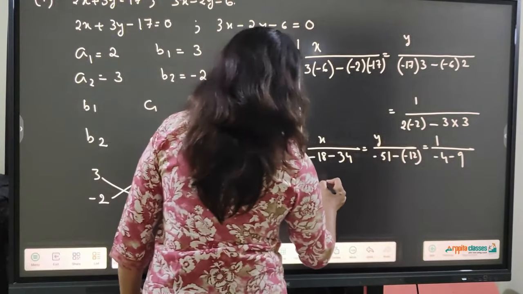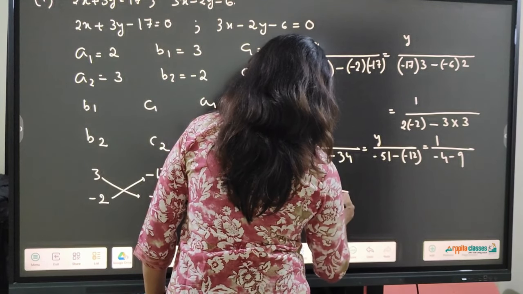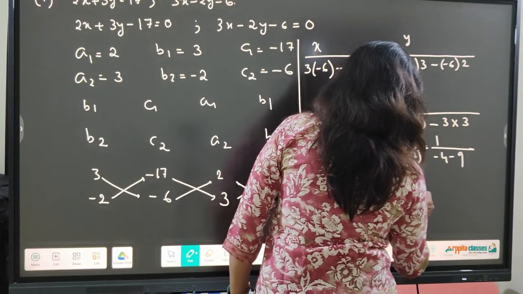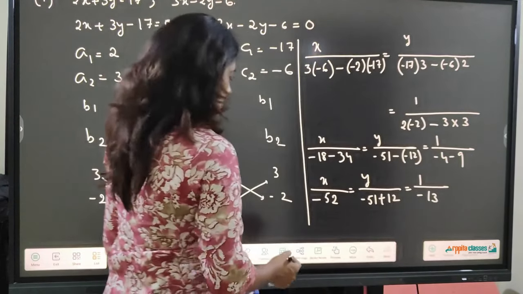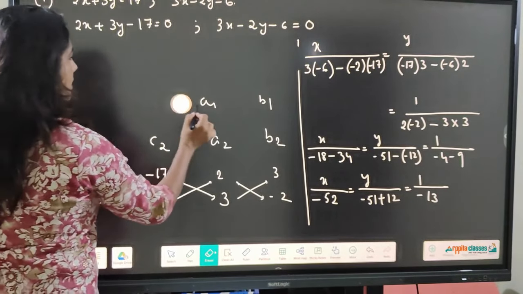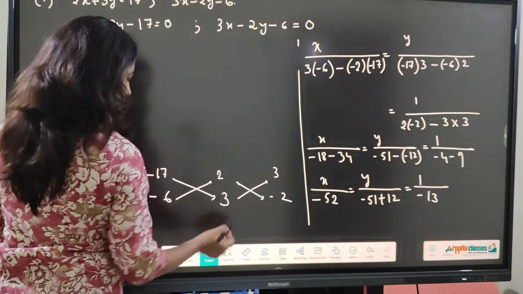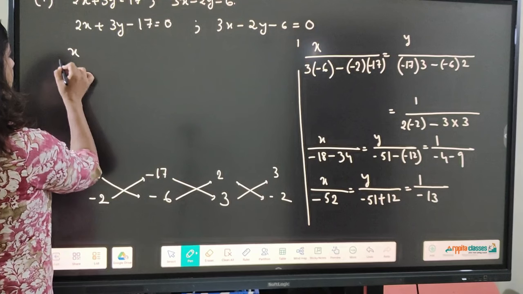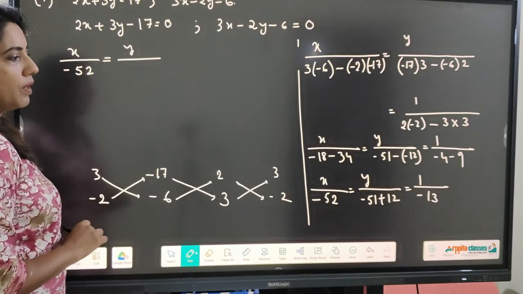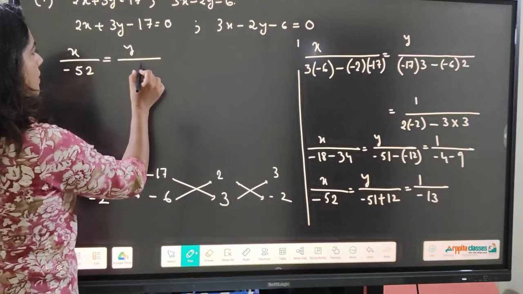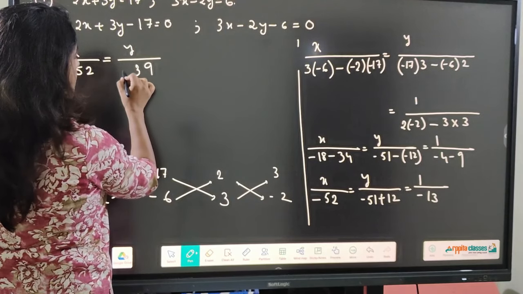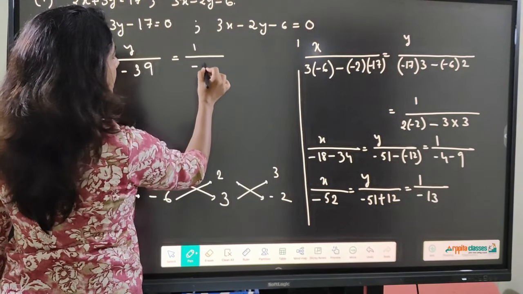Okay, so here we are getting x upon minus 52, y upon minus 51 plus 12, 1 upon minus 13. So let us now erase this part. Okay, I'll write it here. So this is x upon minus 52 is equal to y upon minus 51 plus 12, so that is minus 39, is equal to 1 upon minus 13.